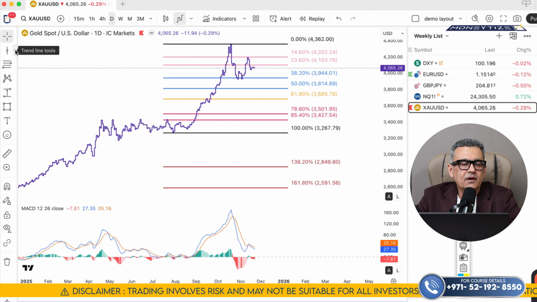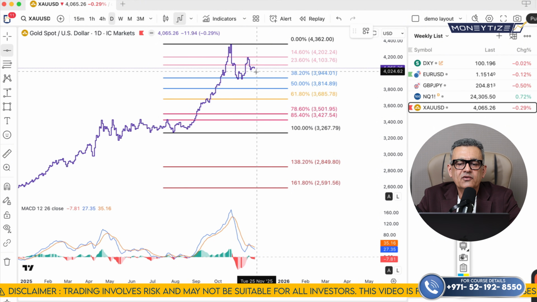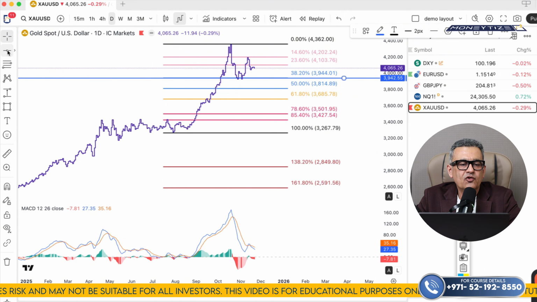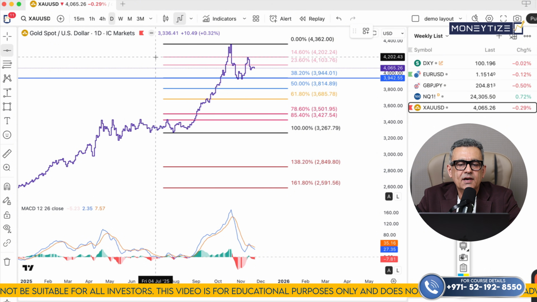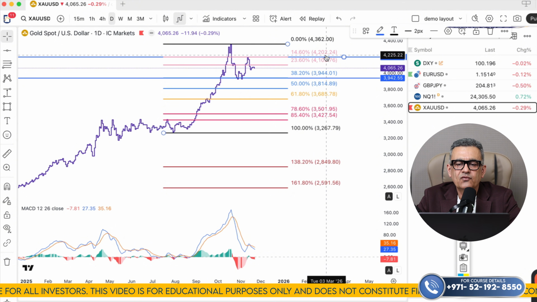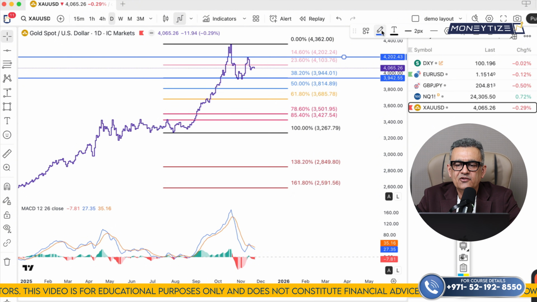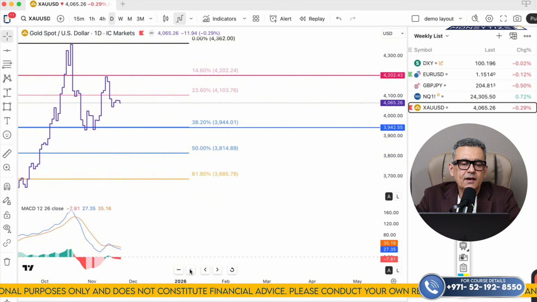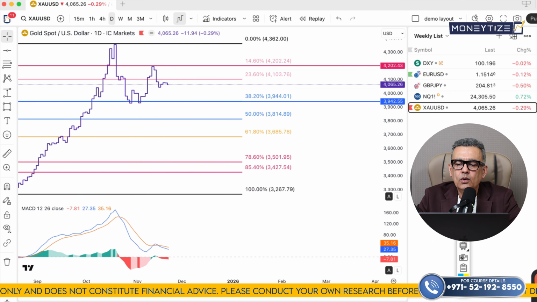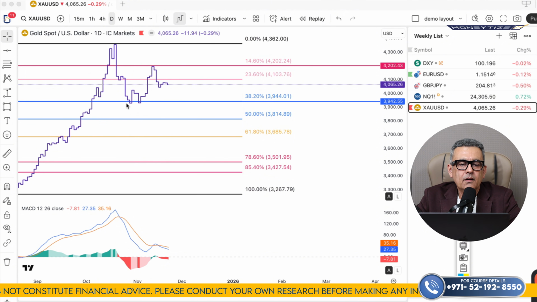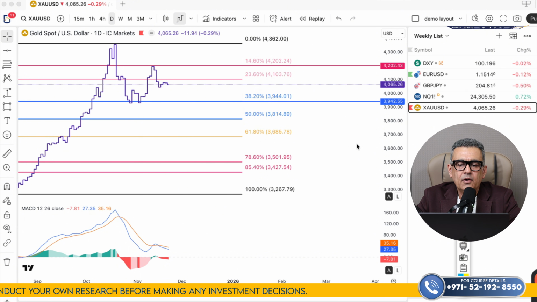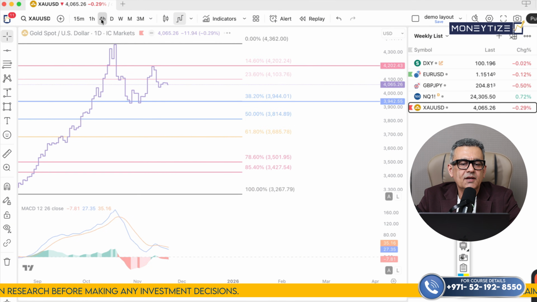Now this is our strong level of support, 3944. And the strong level of resistance falls at 14.6, that is 4202. So let's change it to red. At the same time, I can see here that gold is creating a sequence of higher lows and a sequence of lower highs from the top. It will be more clear or prominent on the 4-hourly chart. So let's move to the 4-hourly frame here.